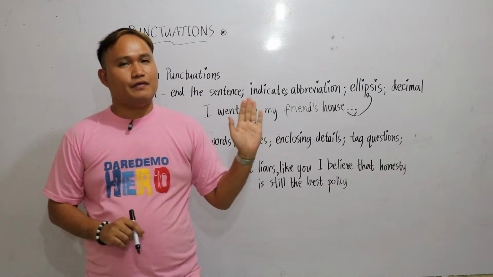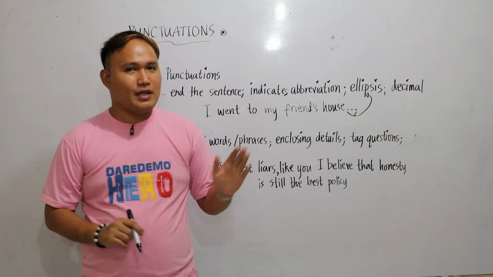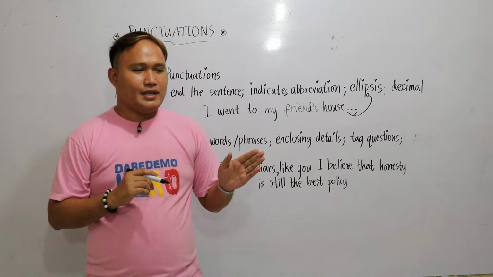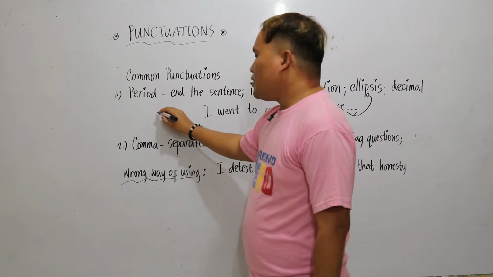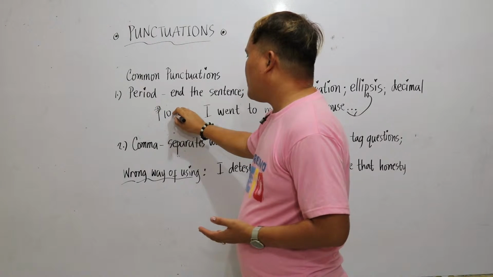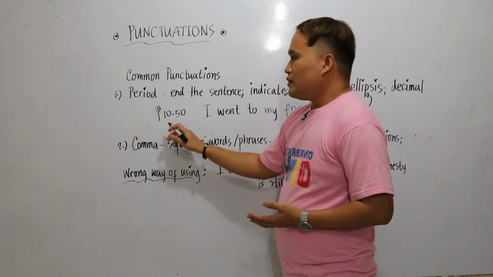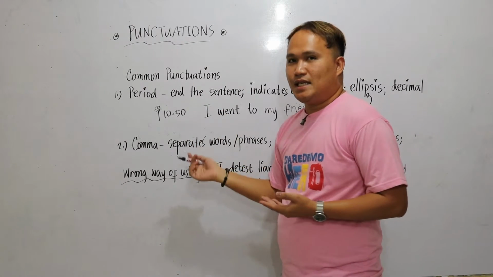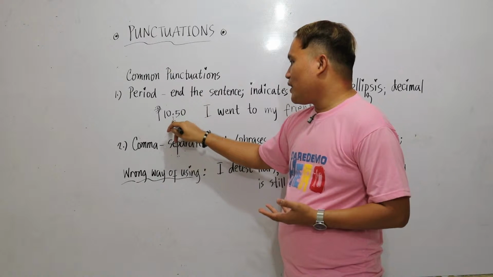Period also is used, especially for math, as a decimal point. We call it a decimal point in mathematics terms, but in English it's a period. For example, say you have a certain amount: 10 peso, decimal 50. If you're going to read this in math, you would say 10 pesos and 50 centavos. So period here stands for and.